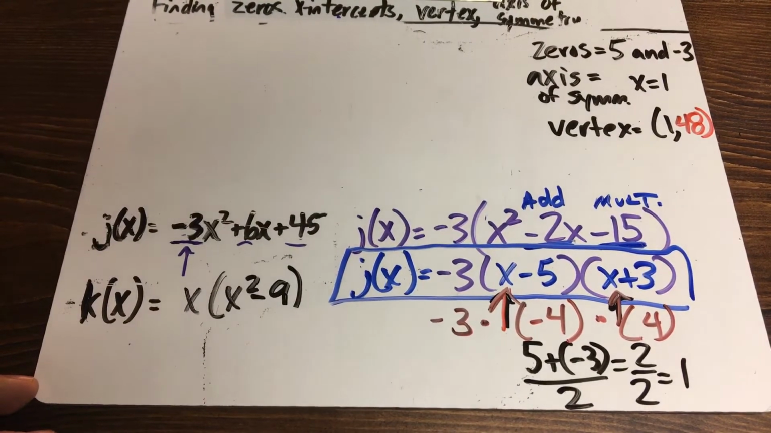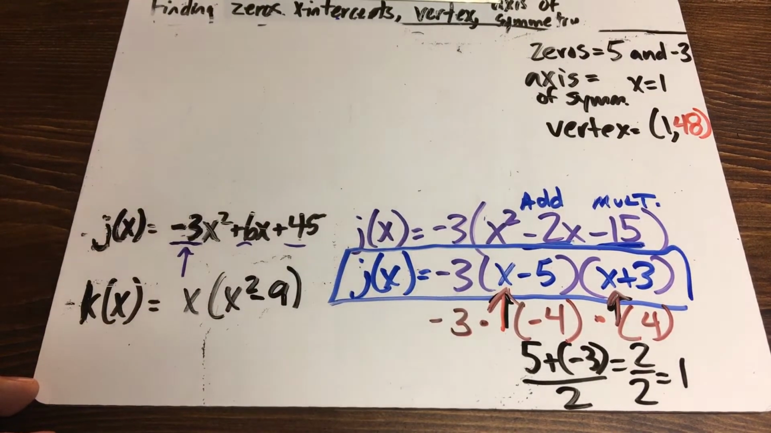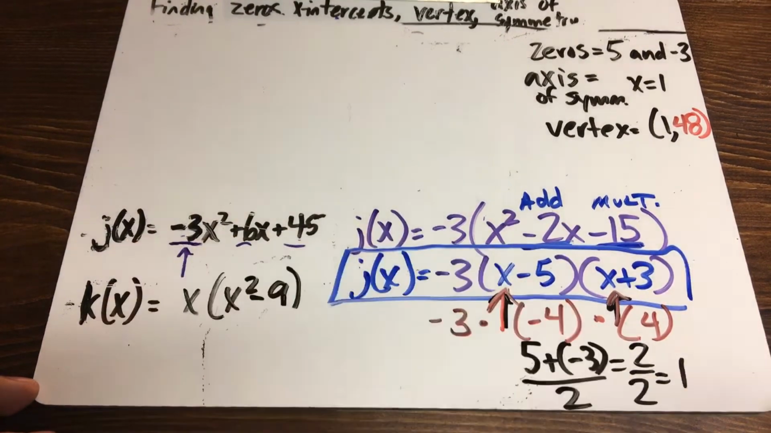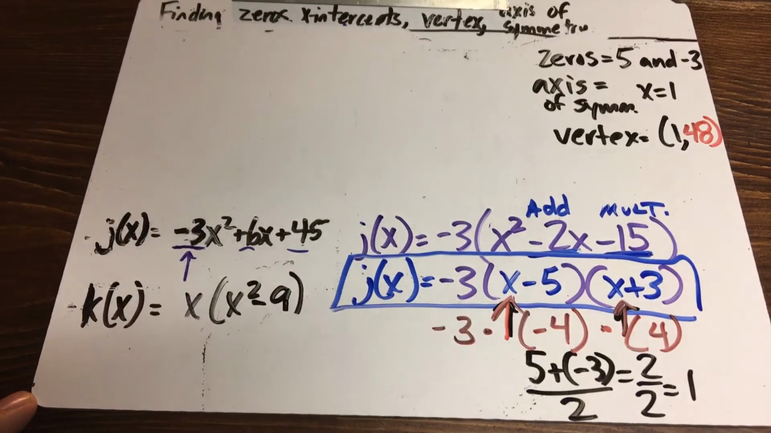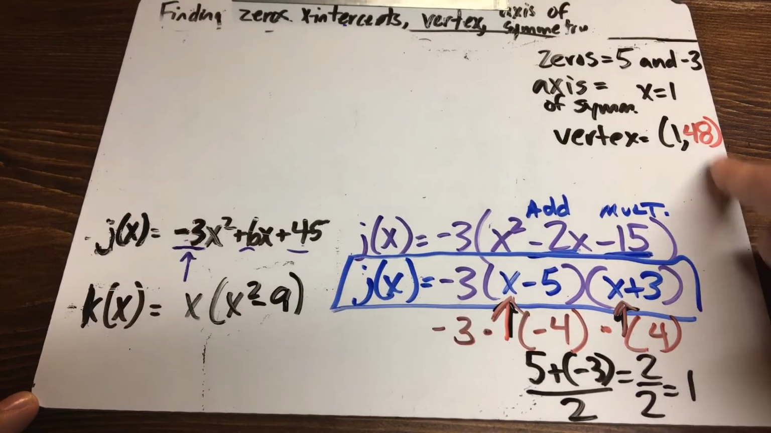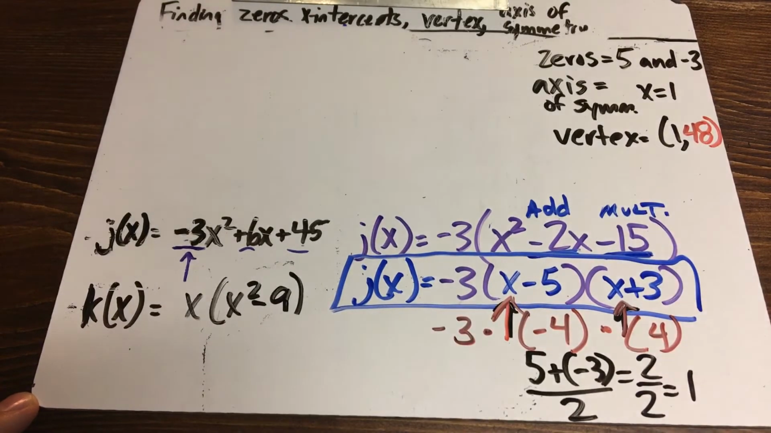And then this is going to have a domain of all real numbers. It would have a range, because this one opens down. You see how it starts with a negative. The range on this one would be y less than or equal to 48, because this is always the number you use when you do the range. Okay, we have one more.